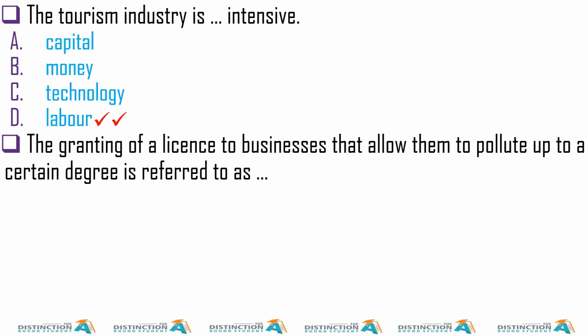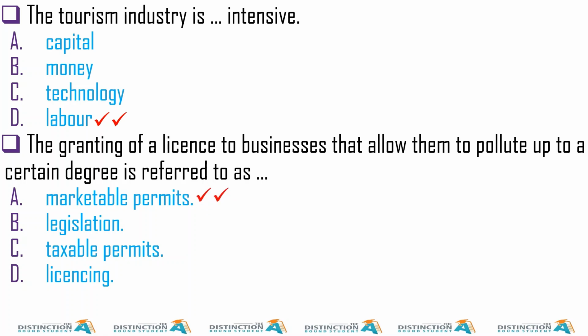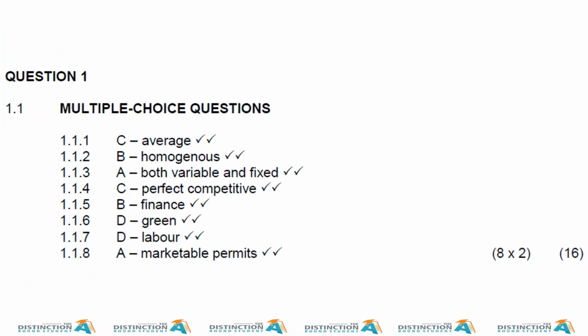The granting of a license to businesses that allow them to pollute up to a certain degree is referred to as dash. And they can also sell that license to other businesses if they are not fully using it. So those are marketable permits.